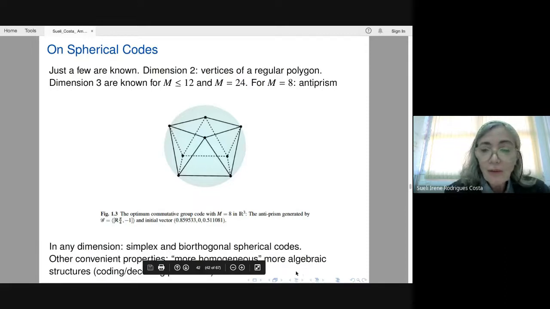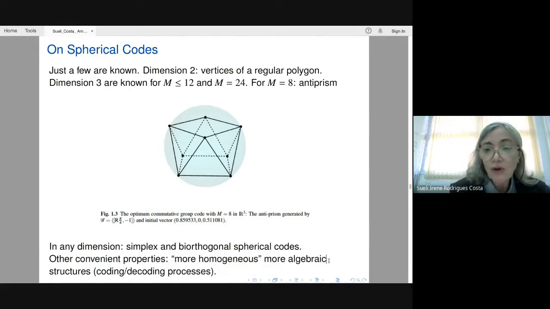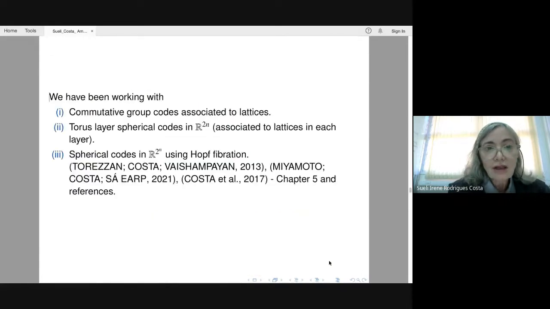But we also usually want some other properties when we think about communication, right? So, more structure in the code. We have been working with two different approaches to this topic: commutative group codes, which are associated to lattices, torus layer spherical codes in even dimension, which are associated to a lattice in each layer, because here we have a foliation, a fibration of this, and spherical codes using Hopf fibration, right?